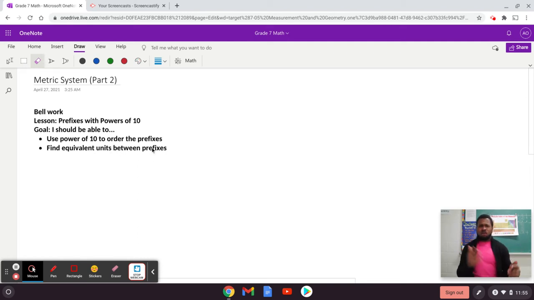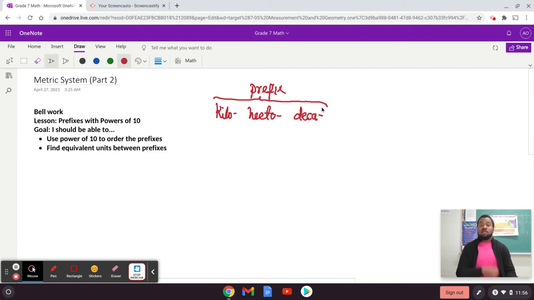So when you're talking about prefixes, what are we talking about? In our previous video, we talked about prefixes based on our powers of 10. We talked about kilo, hecto, and deca, and this then leads us to a specific unit, which in this case is the number 1. This number is based on our metric system, and this metric system can be used to measure various things of an object.